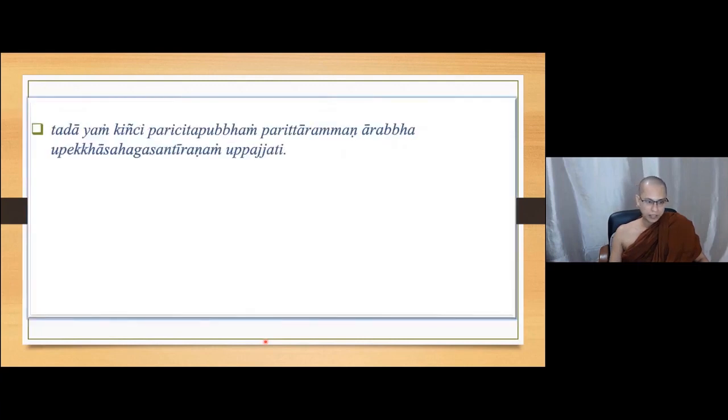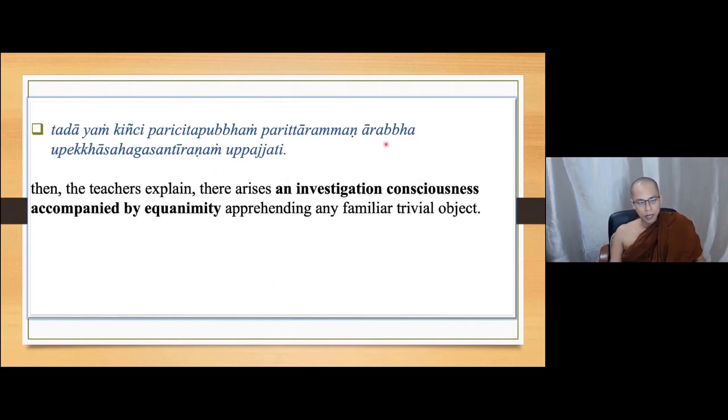the last part of the text. Dara yankinchi parisita pupan, Paritāramanan araba upekha sahagata santirana upachati. Here, the text mentions that when the process with the javana accompanied by displeasure, domanasa javana, arises in the person, in the individual's mentality, who was born by the Somanasa Patisandi, the rebirth-linking consciousness accompanied by joy, at that moment the registration cannot occur.